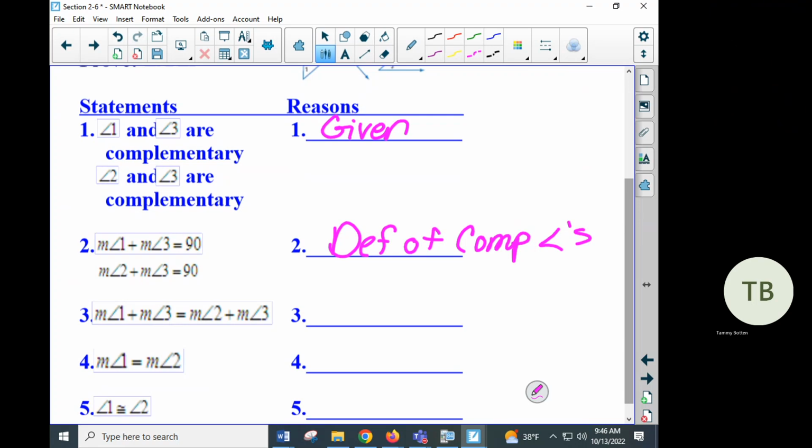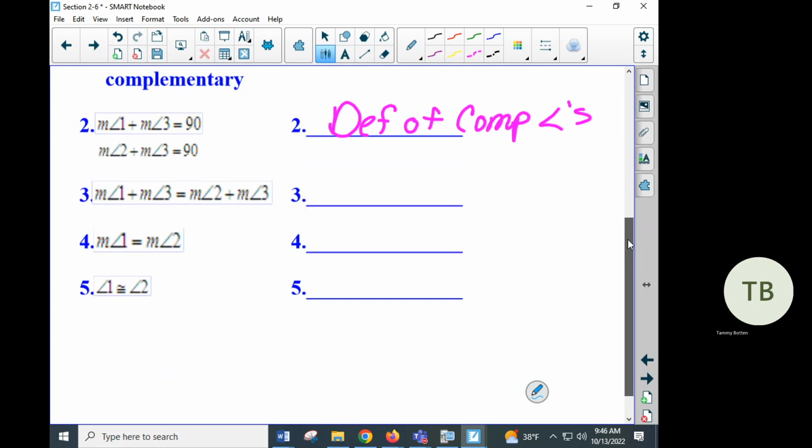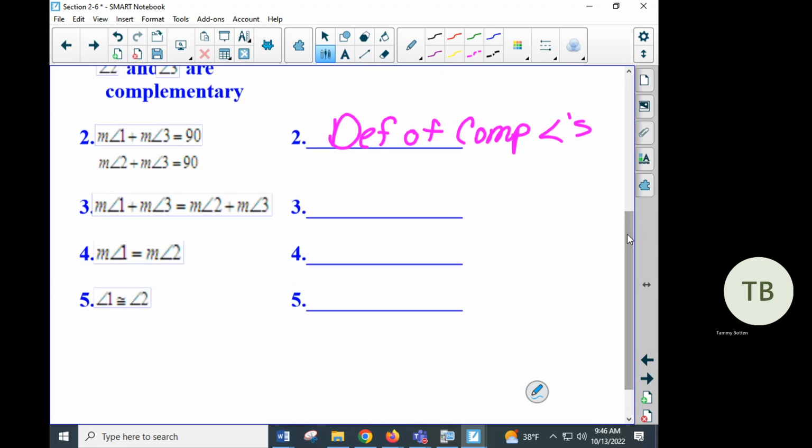Okay. And then they also say because angle 2 and 3 are complementary, their measures add up to 90. Then what we have to do is try to figure out how they got step 3. Okay. Do you see how this equals 90 as well as this equals 90? Do you remember me saying if these two sides of two equations are equal, doesn't that make those two equal?